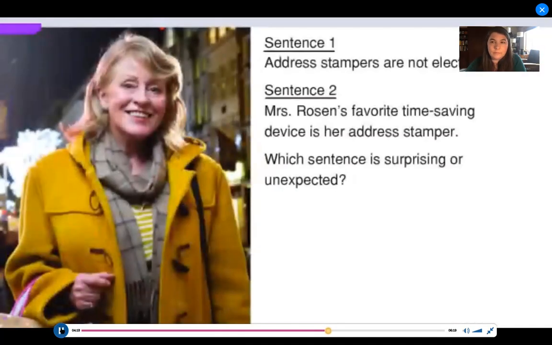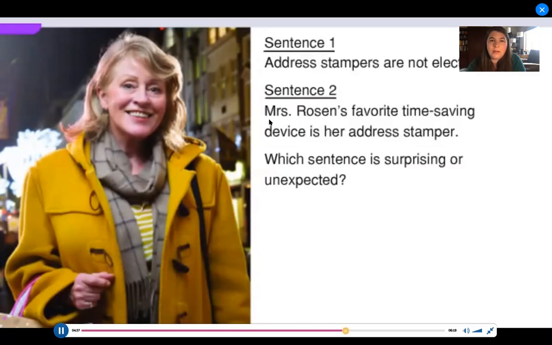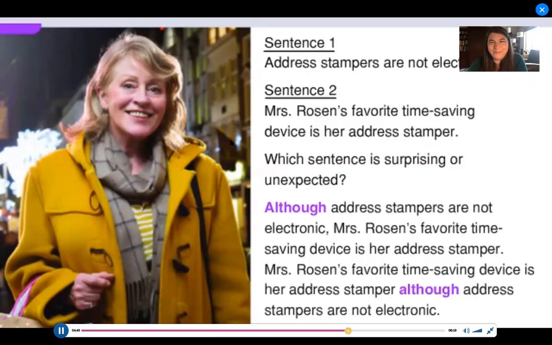Look at the two sentences. Which one is surprising or unexpected? What's surprising? Now use although to combine the two sentences. Although address stampers aren't electronic, Mrs. Rosen's favorite time-saving device is her address stamper. Or, Mrs. Rosen's favorite time-saving device is her address stamper, although address stampers are not electronic.